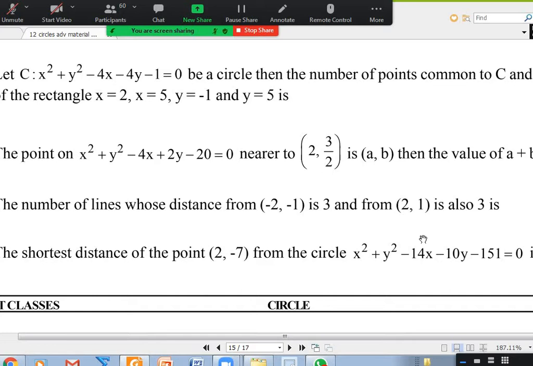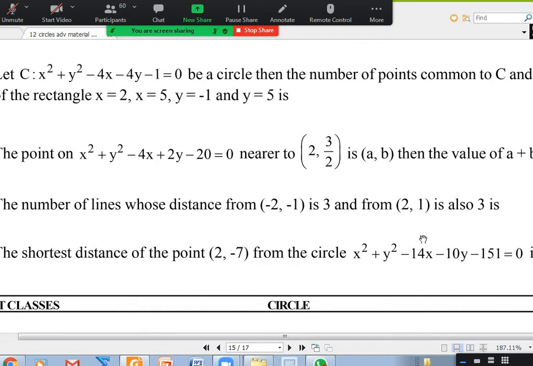Okay, 13th one, the circle has center 2 comma 2 and the radius 3. Okay. This is 2 comma 2. Radius 3 means this will be 5 comma 3. Oh, sorry. Center is 2 comma 2, so this will be 5 comma 2. This will be minus 1 comma 2. This will be 2 comma 5. This will be 2 comma minus 1. I'm just finding 4 corners.